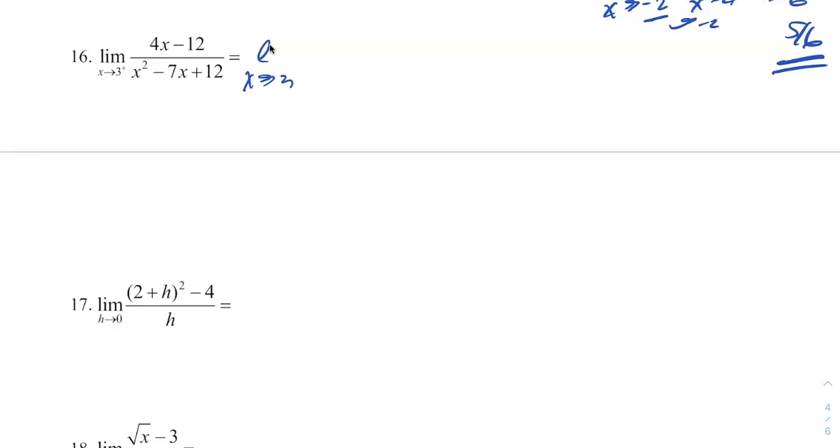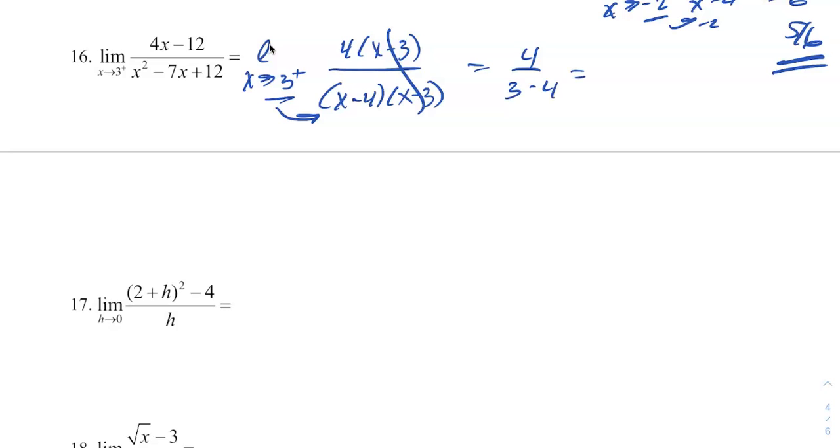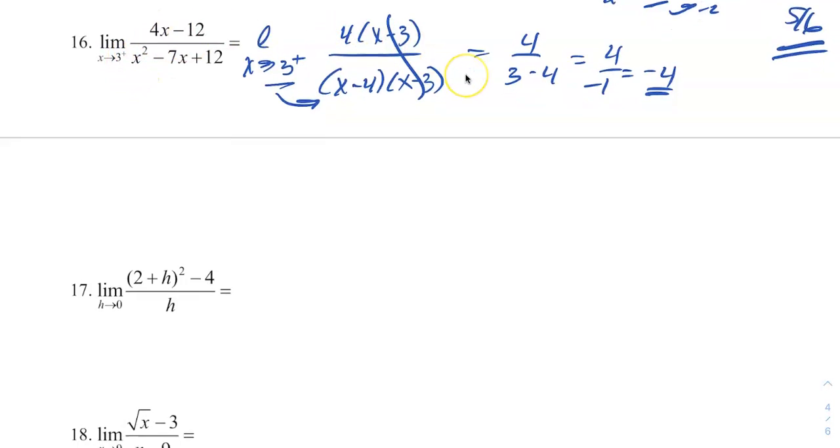Factor out a 4 on top: 4 times x minus 3. Factor the bottom to be x minus 4 times x minus 3. These cancel out. Now you can plug in 3, and you would get 4 over 3 minus 4. So 4 over negative 1, just negative 4. So it works out. Most of the time you see a little plus sign, you want to graph it, but in this case, if it works, it works.